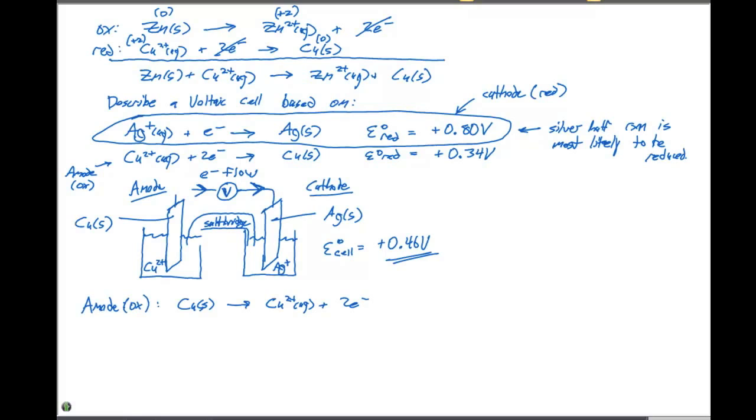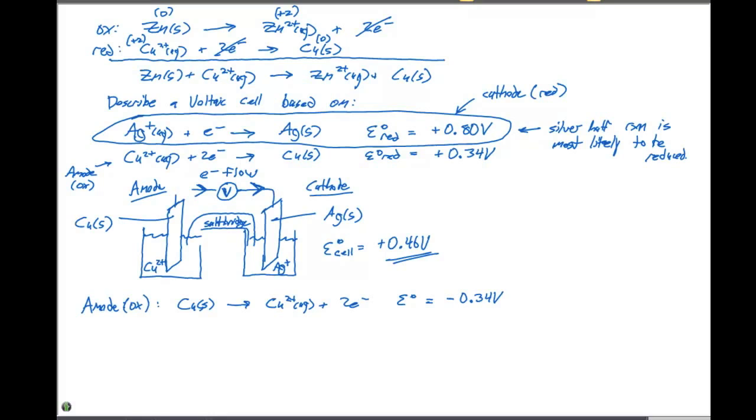We need to know the standard potential for this particular reaction. We know what the reduction potential is for copper, but in this case, we have an oxidation half reaction. If we have an oxidation half reaction, it's just like saying we're flipping the sign. So this cell potential is going to be negative 0.34 volts.